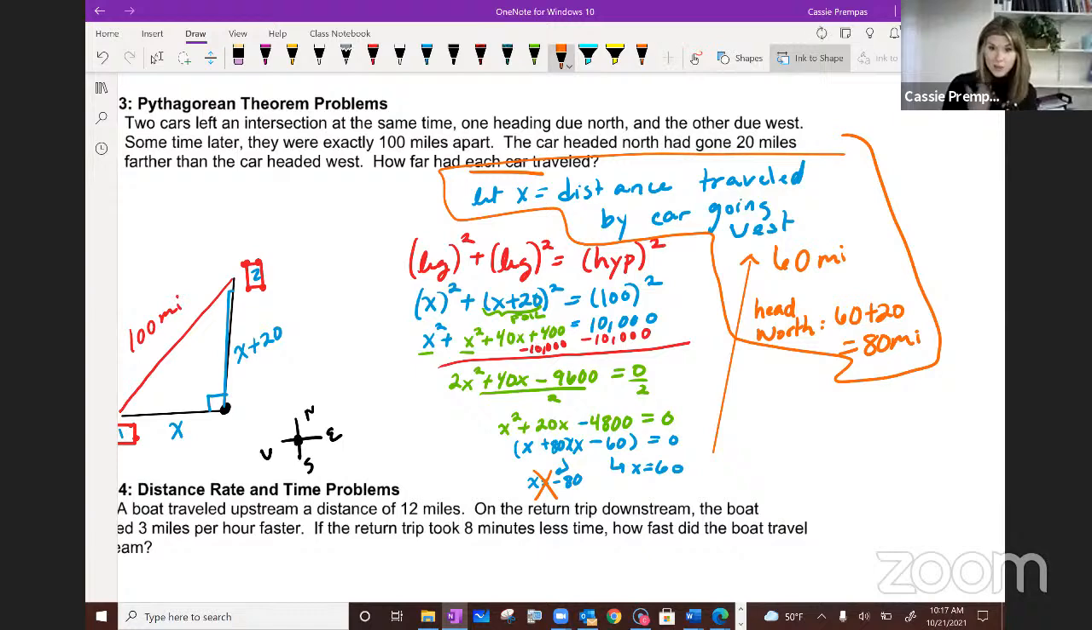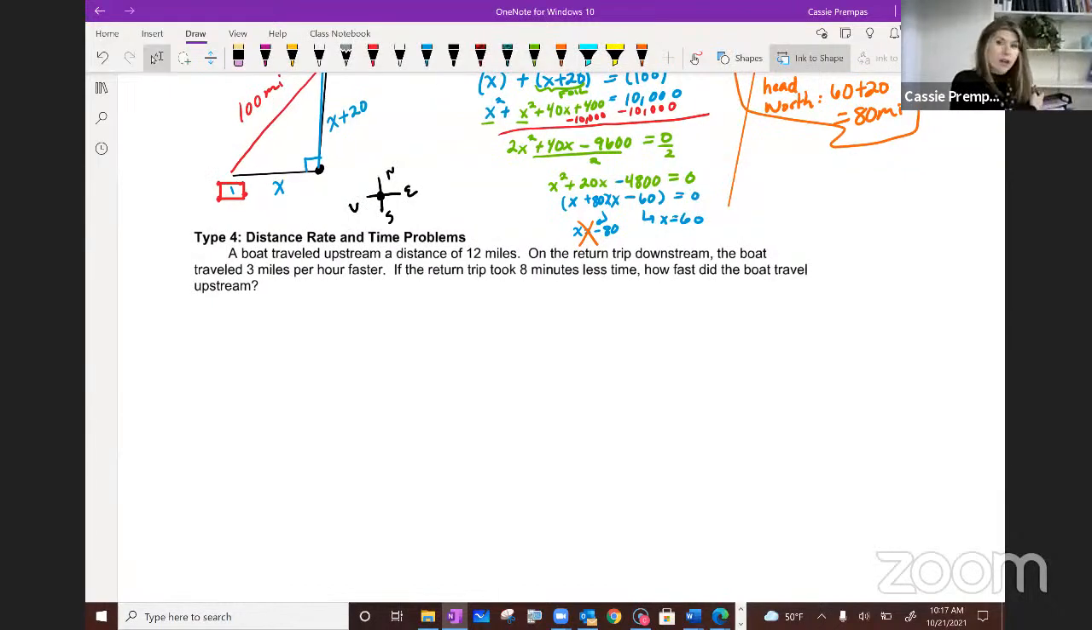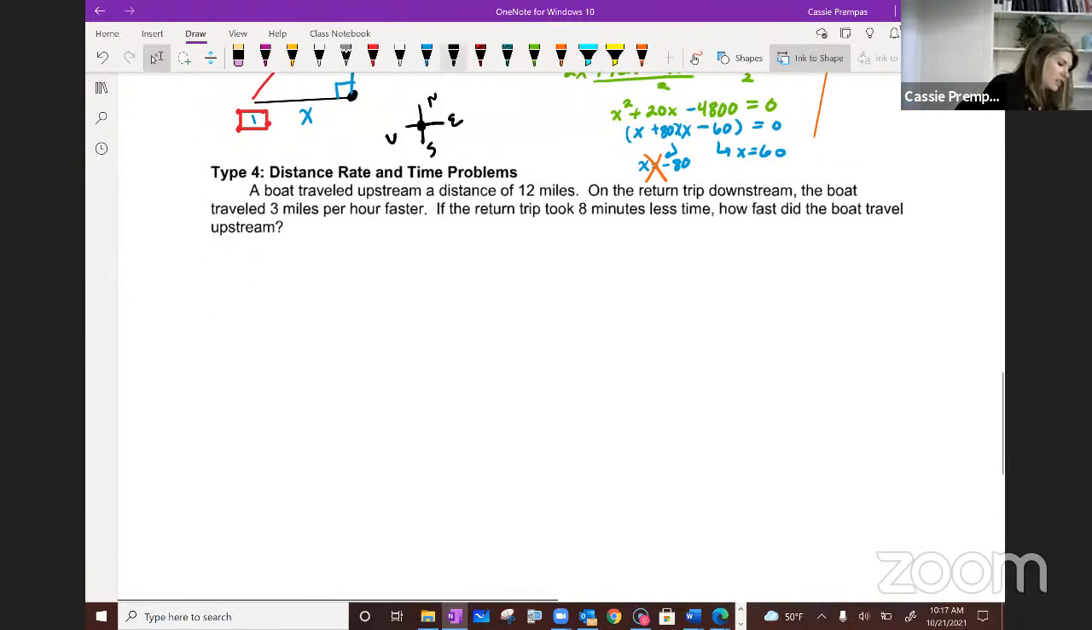All right, last one. We get to use the chart again. It's a distance, rate, and time problem. So here we go. A boat traveled upstream a distance of 12 miles. On the return trip downstream, the boat traveled 3 miles per hour faster. If the return trip took 8 minutes less time, how fast did the boat travel upstream? There's distance, there's rate, there's time. I'm ready for a chart. So I know distance is equal to rate times time.